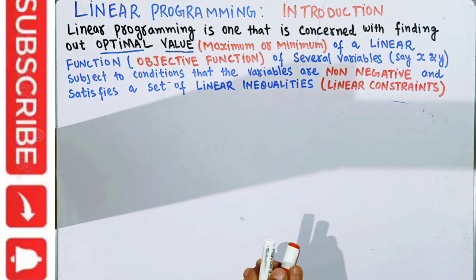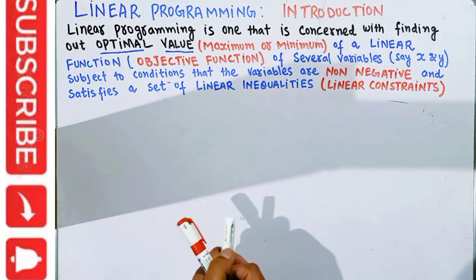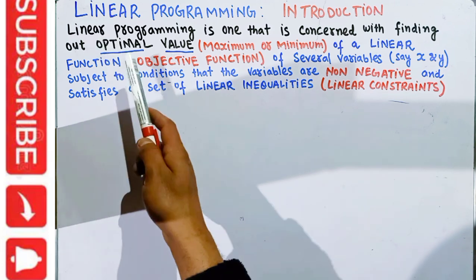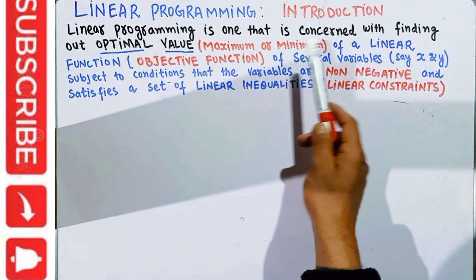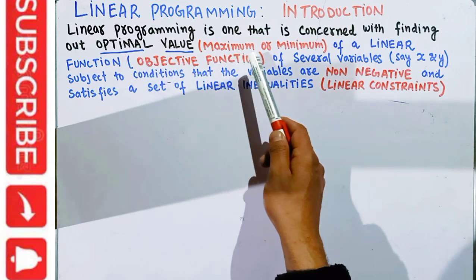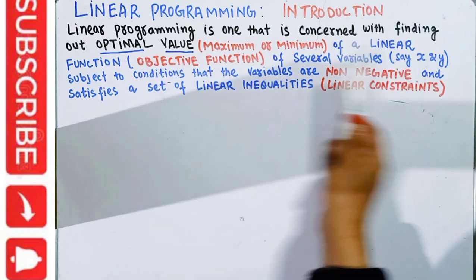In this video, we will learn about linear programming problems. This is the introductory video on linear programming. The definition of linear programming is one that is concerned with finding the optimal value, either maximum or minimum, of a linear function.